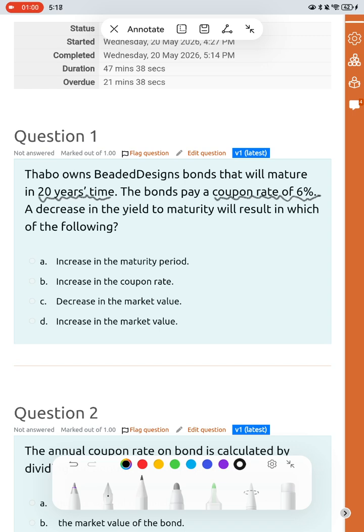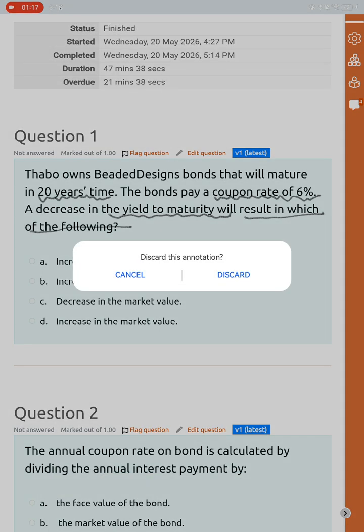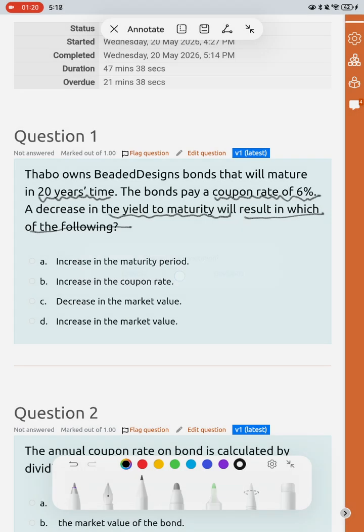So a decrease in the yield of maturity. So now we get our statement that will make us choose an answer. A decrease in the yield of maturity will result in which of the following? So here we are trying to figure out what is true, right? The first thing is we need to ask what happens when the yield to maturity decreases. When it decreases, the bond price increases, right? So the bond price would increase should the yield to maturity decrease.